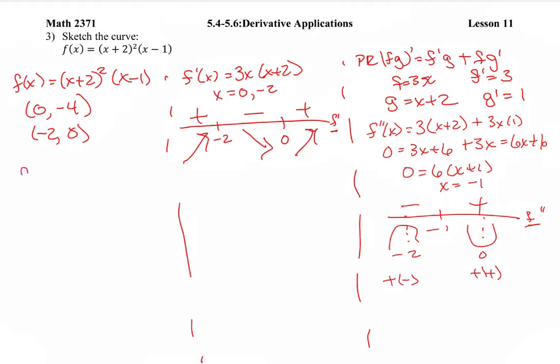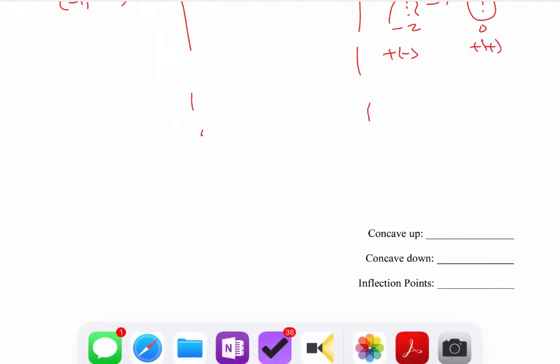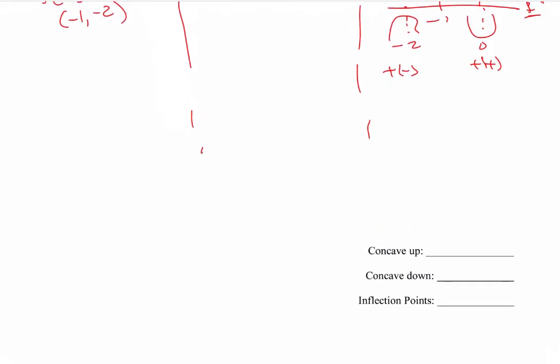So I need to find what f of negative 1 is. So that's going to be 1 squared times negative 2. So f of negative 1 is negative 2. So that's the point negative 1, negative 2. All right? So I'm going to save this and scroll down, and I'm going to write my information. So I'm concave up from negative 1 to infinity, and down from negative infinity to negative 1, and my inflection point is negative 1, negative 2.